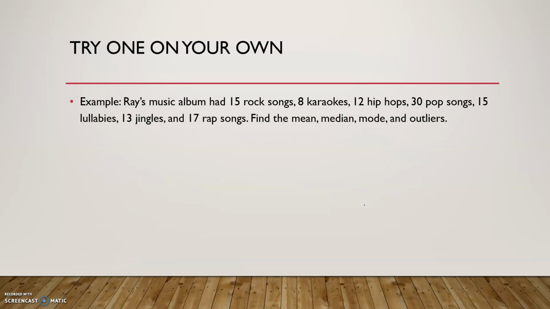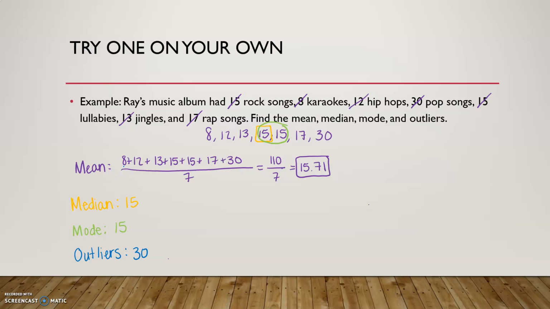So try this one, looking at Ray's music and finding mean, median, mode, and outliers. Okay, so to find the mean, we would have all the number of songs added together, regardless of what they are. That really doesn't matter. Add those together and we get 110 divided by the 7 types of songs that we have. 110 divided by 7 is 15.71, again rounded to 2 decimal places.